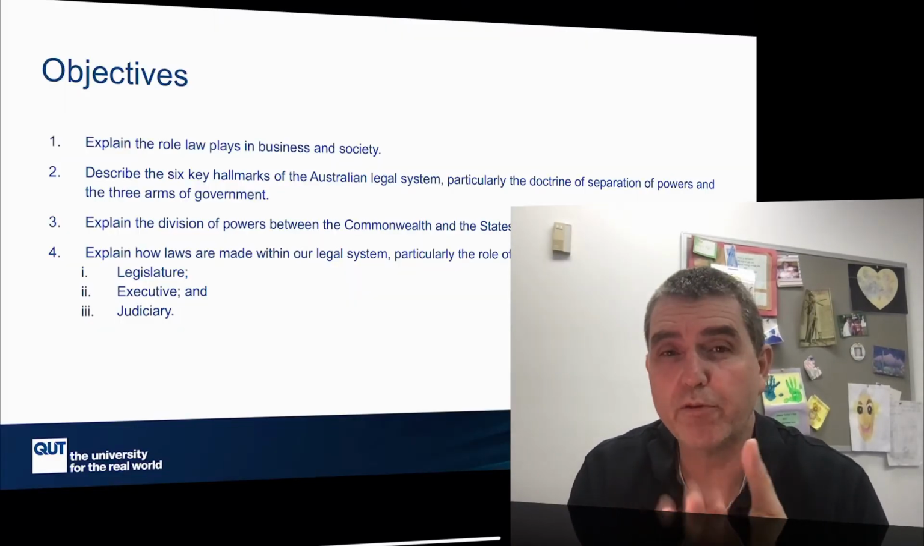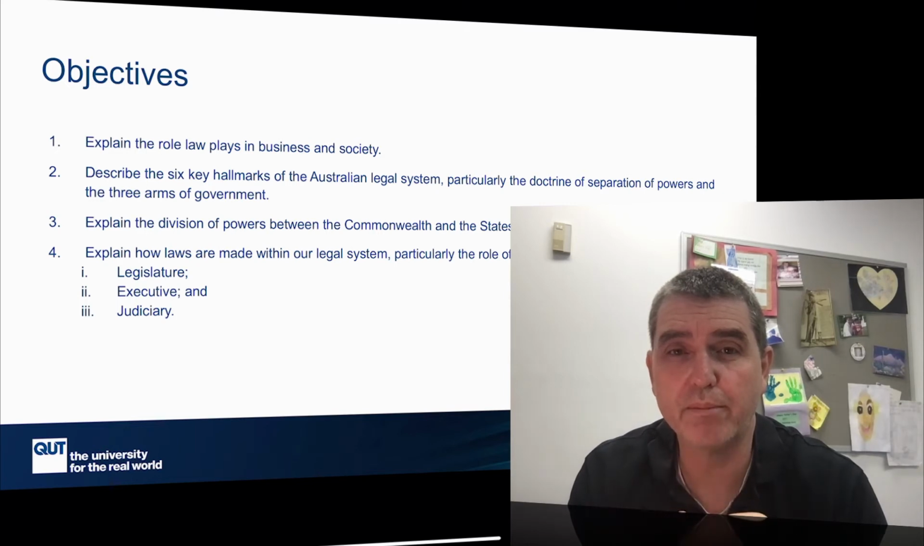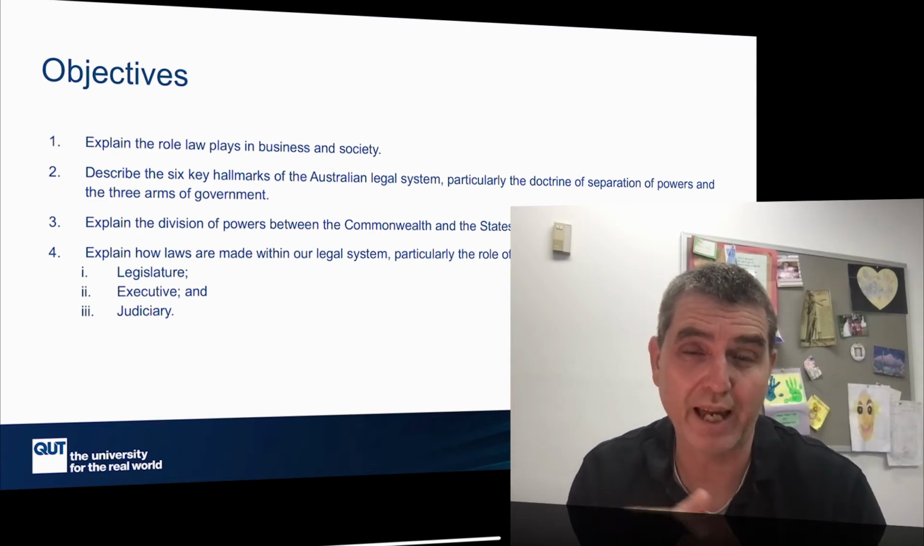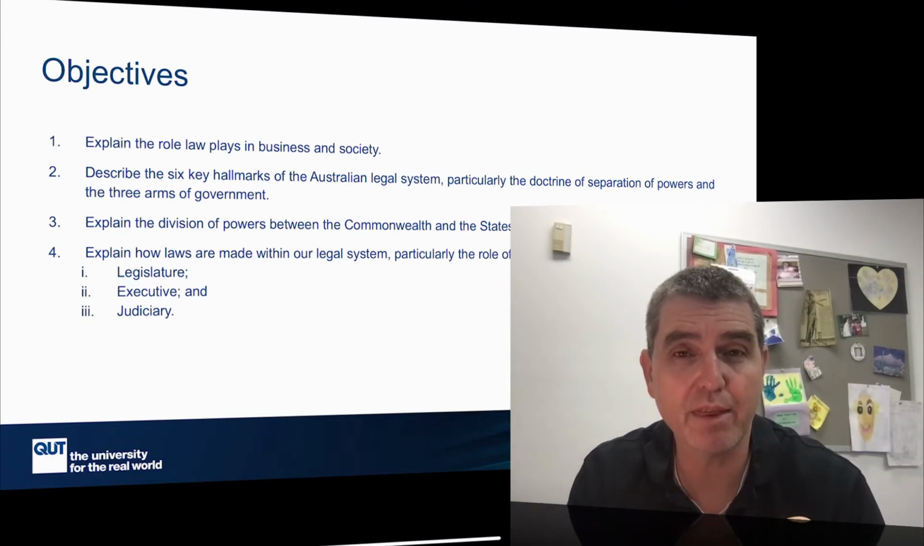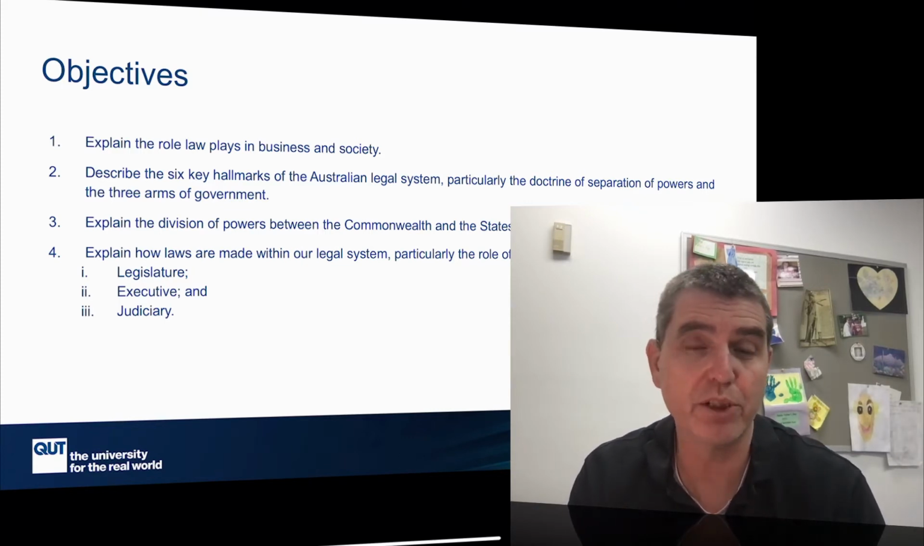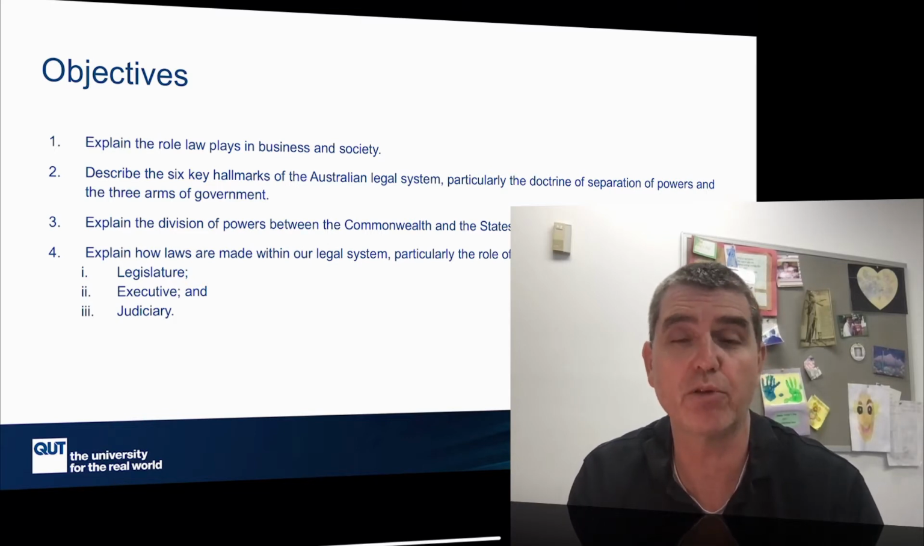So this module has 4 key aims. The first aim is to look at what law actually is. So what role does law play in society? The second thing is to look at the Australian legal system and why it operates the way it does, which has a reasonable amount to do with history. So we need to think about the context within which our legal system developed.